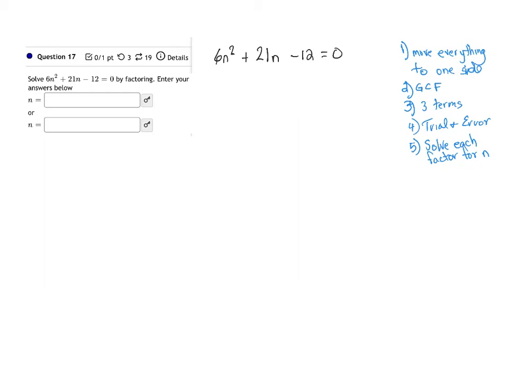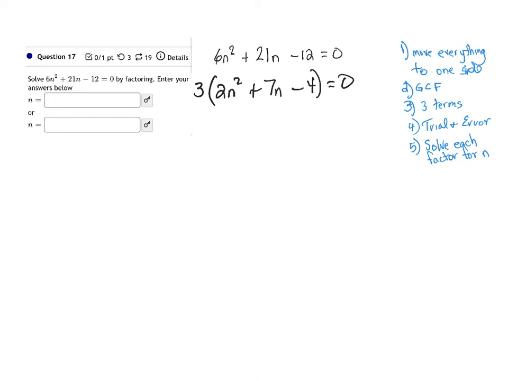This one, we see we have an n squared, so we're going to move everything to one side. Look to see if there's a greatest common factor. We can take 2, not out of 21, but we can take 3 out of all of those. So I'm going to take a 3 out, which will leave me 2n squared, and I can't take an n out because there's not an n in every term, plus 7n minus 4 equals 0. So double check with distributive property. 3 times 2 is 6, 3 times 7, 21, 3 times negative 4, negative 12, so that's good.